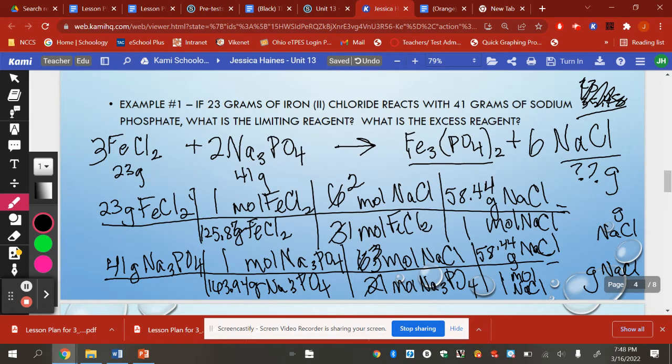Times 2, times 58.44. So on the top, I get 21.3, well, with the correct number of sig figs, 21. And then on the bottom one, divided by 163.94 times 3.